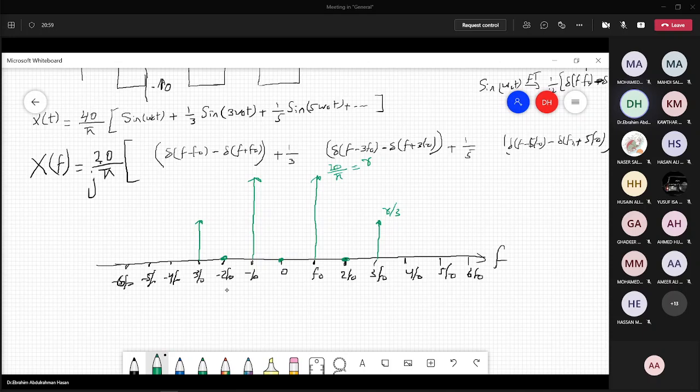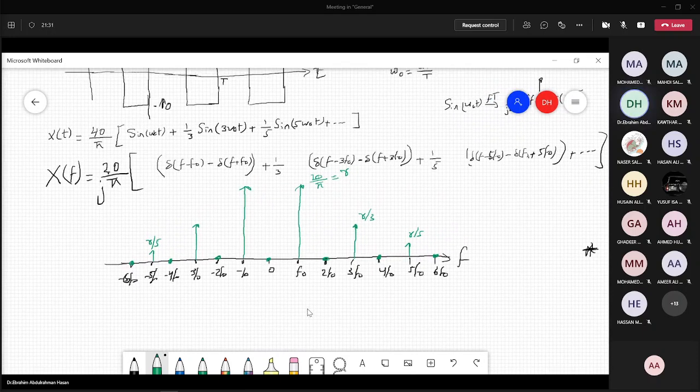Okay, at 4, we don't have anything at 4. At 5, it is magnitude divided by 5. So this is gamma, and this is 5. So gamma divided by 5. Similarly here. At 6, we don't have anything at 6, so it is 0. So then we have at 7, gamma divided by 7, and so on. So this is for the square wave.